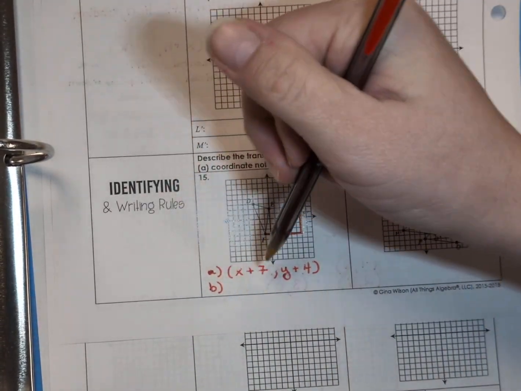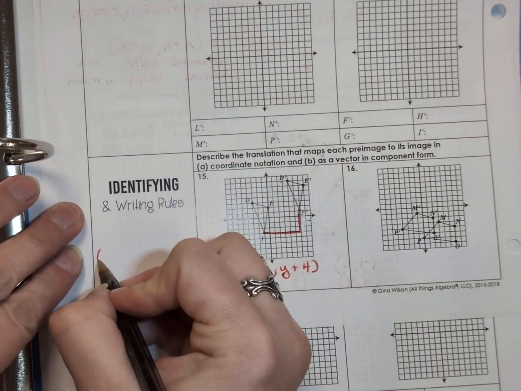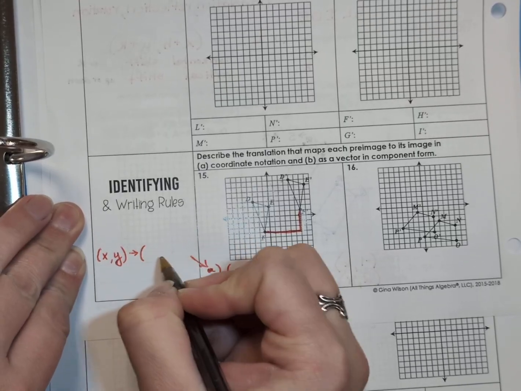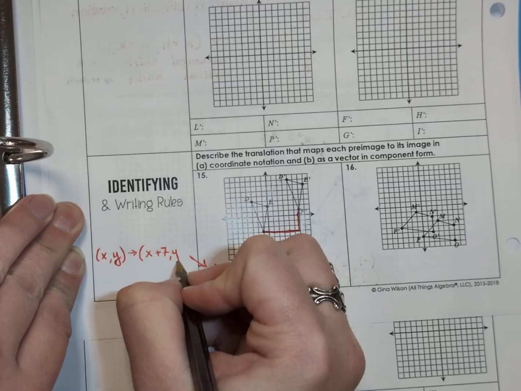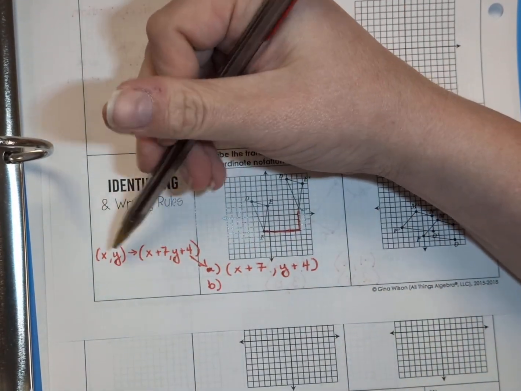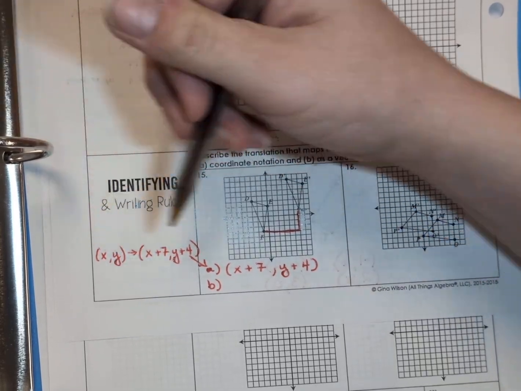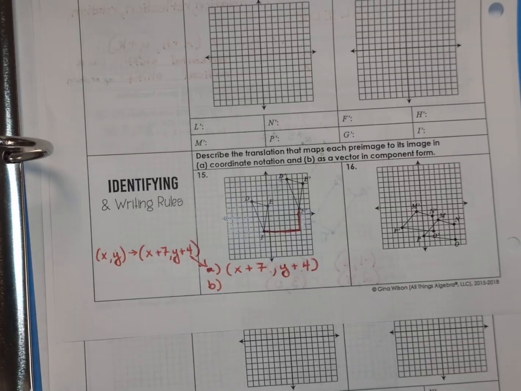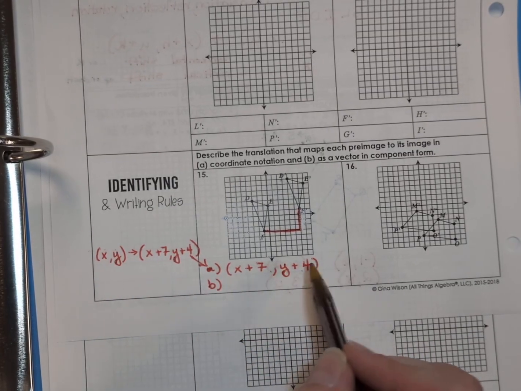Now, I'm letting you kind of cheat here with this part A. Technically, you're supposed to have it written like this. The x comma y with the arrow, and then do x plus 7, y plus 4. This is the technical correct coordinate notation. I don't really care about this part though. I care about did you get the numbers correct. But this would be the correct full way to do it. But this is what we're looking for, okay?